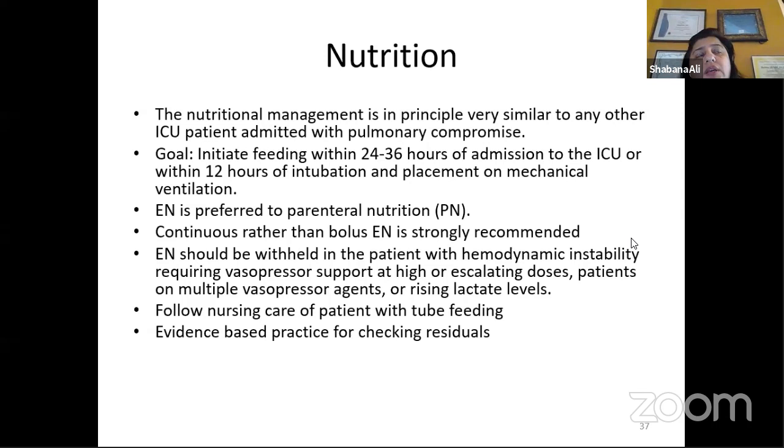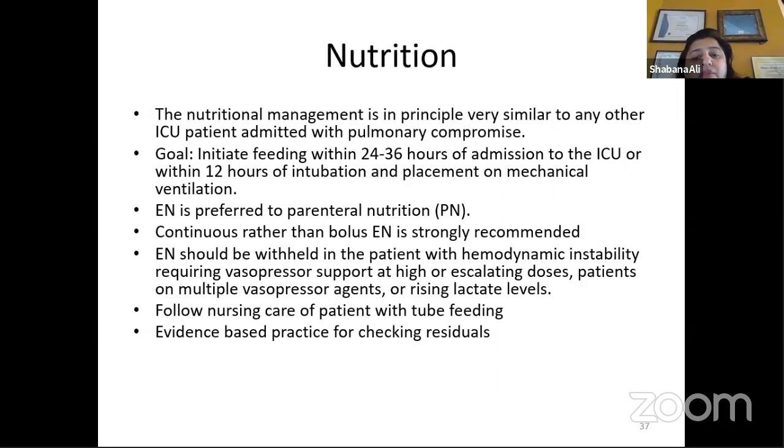For most NG feeding, we also give some water flushes, just to flush out the tube so that it doesn't get stagnant within the tube, because then it causes a lot of occlusions. We also need some hydration for the patient as well. So it's better to give some water flushes or some water feeding at the same time.